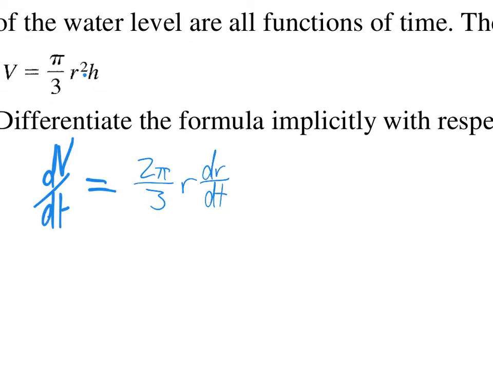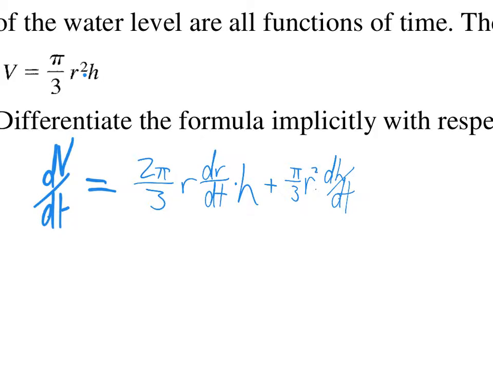Okay, so that's the derivative of the first part times, good, h, Arthur, times the second part. And then plus dh/dt. Okay, dh/dt and then just pi over 3 r squared, times, good, the pi over 3 r squared.